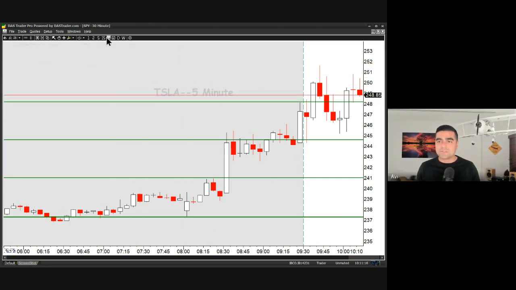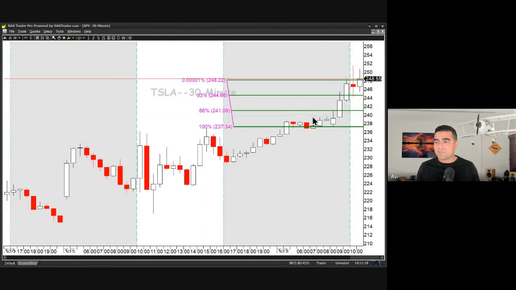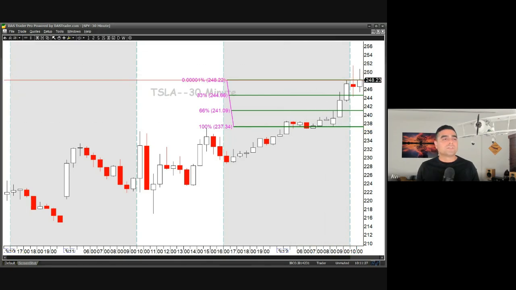Tesla, I'm wondering if that would have been. Yeah, the big breakout happened earlier around the 239 zone. Anyways, cool. So there's one Tesla.